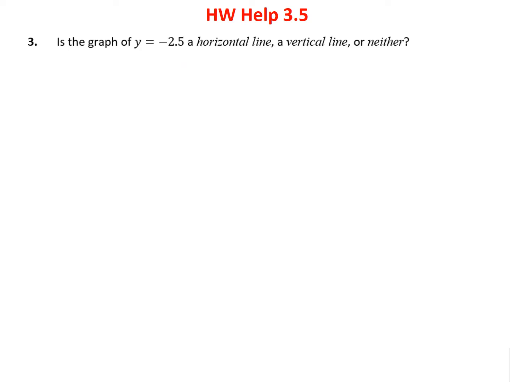Problem 3 asks this question. Is the graph of y equals negative 2.5 a horizontal line, a vertical line, or neither? Well, let's consider this for a moment. Consider that I don't see an x term. Well, if I wanted to put an x term in there, the way I would do it is I would put 0 times x, that would be 0, minus 2.5. And if you look at it that way, then you can see that m here is slope. My slope equals 0, and my y-intercept is negative 2.5.